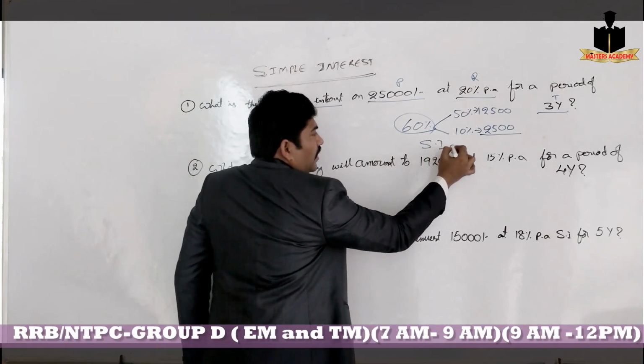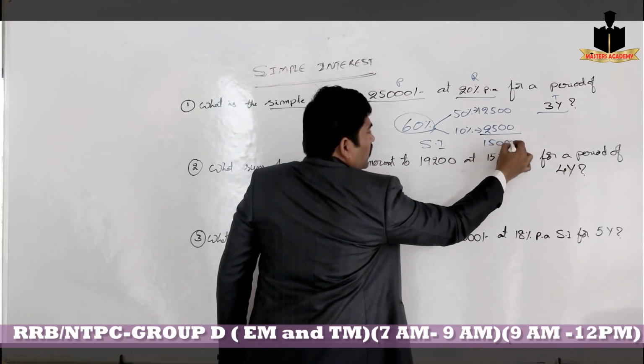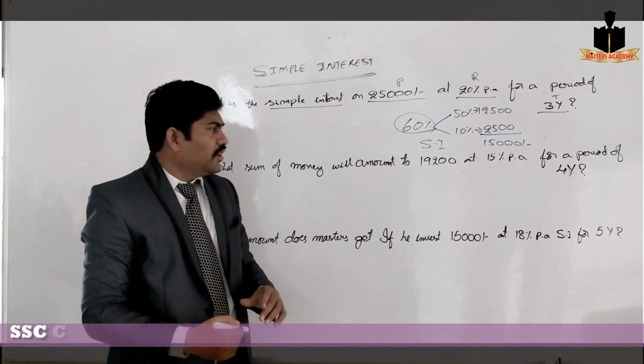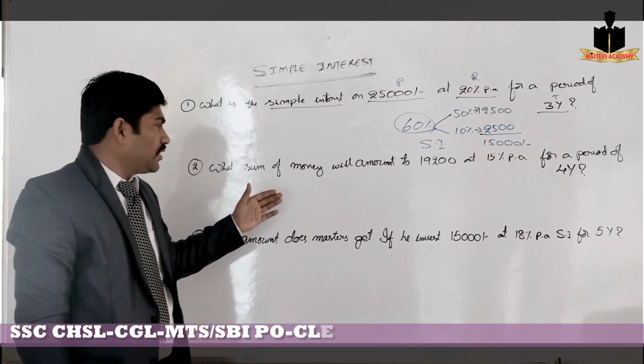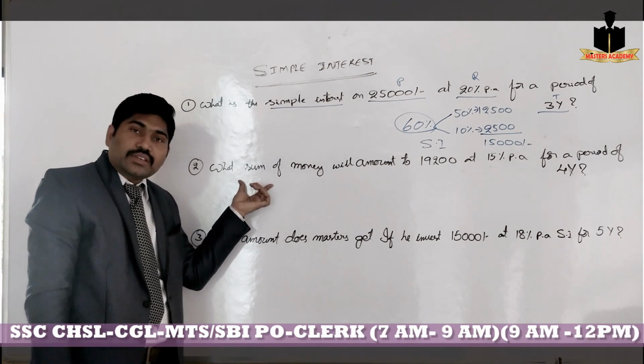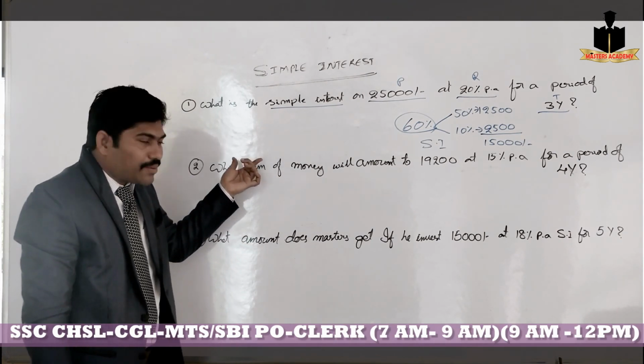Simple interest is just 15,000 rupees. So by this we can calculate very simply. Okay, and let's go for the other question. What sum of money? Here, please understand what "sum" refers to.